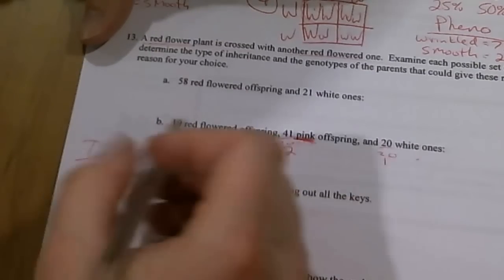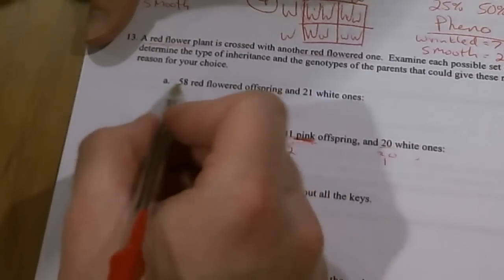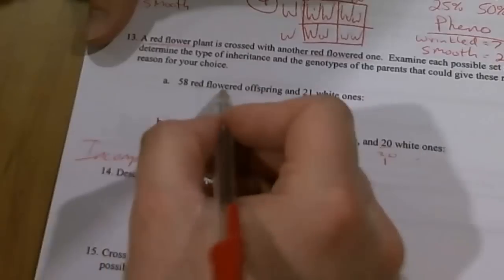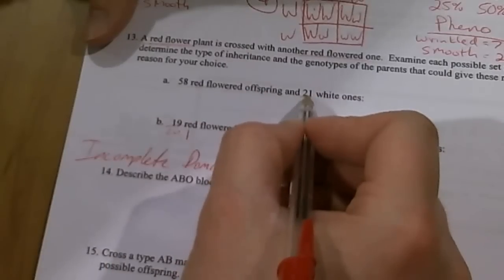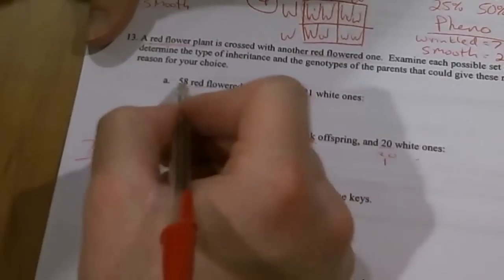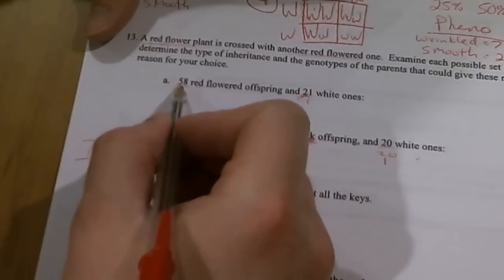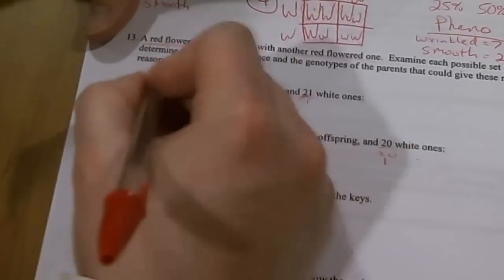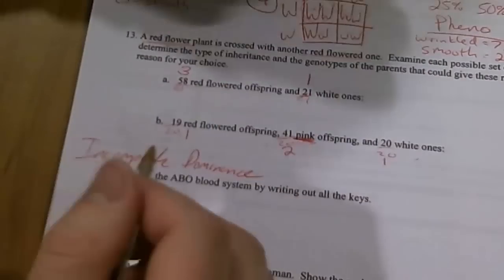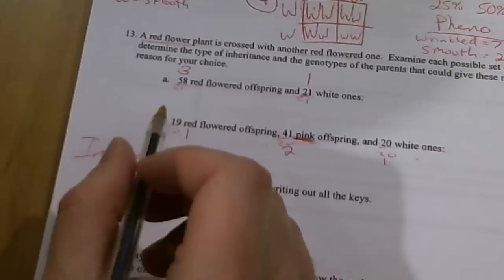And right here, we see that we have 51 red flowers for every 21 white ones. Well, if we take 21 and divide it into 58, I know the math doesn't work out correctly, but it's like we have 3 red ones for every 1 white one. And we don't find any pink ones at all.